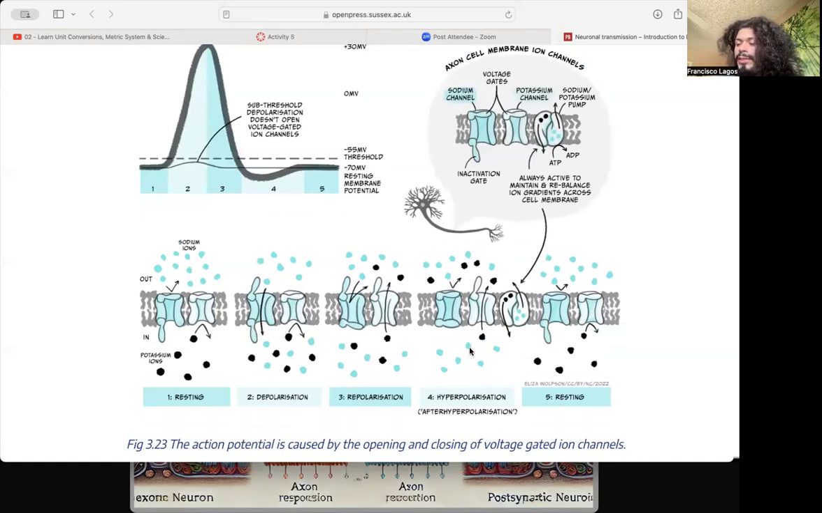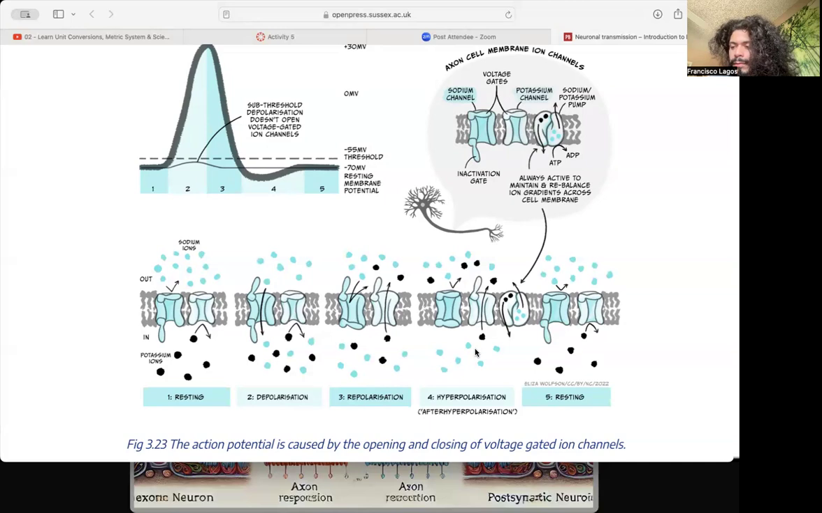So after the action potential, the membrane temporarily becomes hyperpolarized as potassium leaves the neuron, making the inside of the neuron more negative. So now the inside of the neuron is more negative, right? So it begins to shift a little bit.